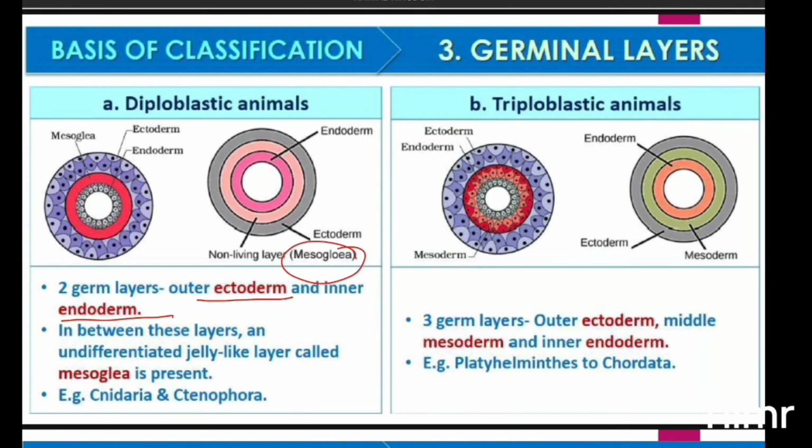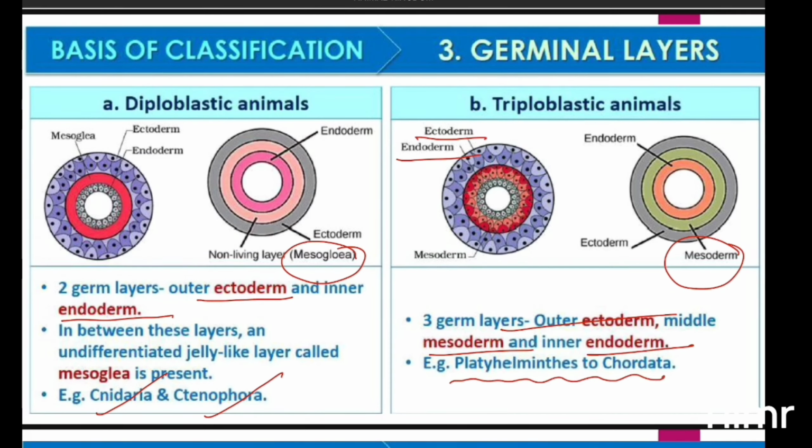Mostly these types of diploblastic organisms are at the lower level. Examples are the sponges and the jellyfish category, that's Cnidaria and Ctenophora. And the higher animals, mostly, are triploblastic organisms. They have ectoderm, endoderm, and mesoderm also present in between them, right? So here there will be no jelly-like structure in between the ecto and endoderm; that will be represented by the mesoderm, right? So if three germ layers are present all together, then they are called triploblastic organisms.